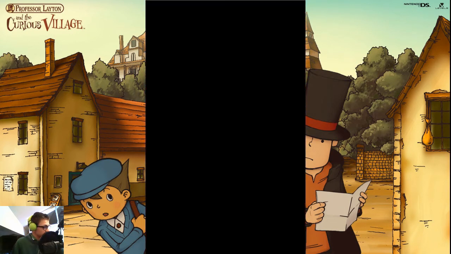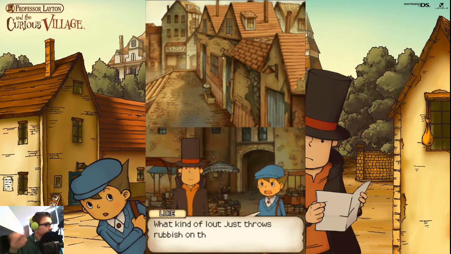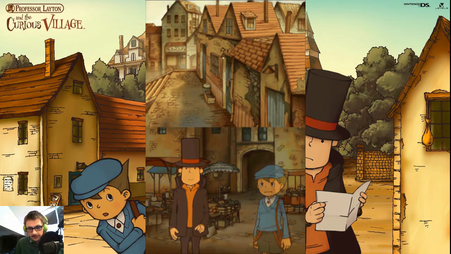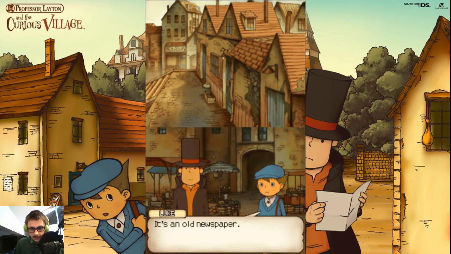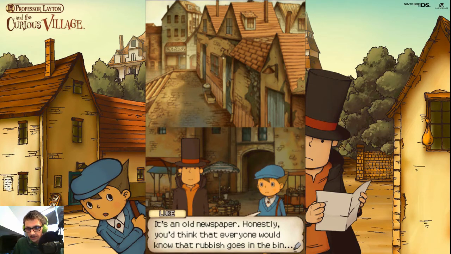Still need to ask around the village, but I don't know where else we go. Ah, wait, the cafe in the centre. Let's just do this first. What kind of lout just throws rubbish on the ground? I'm going to pick it up. It's an old newspaper. Honestly, you'd think that everyone would know that rubbish goes in the bin.